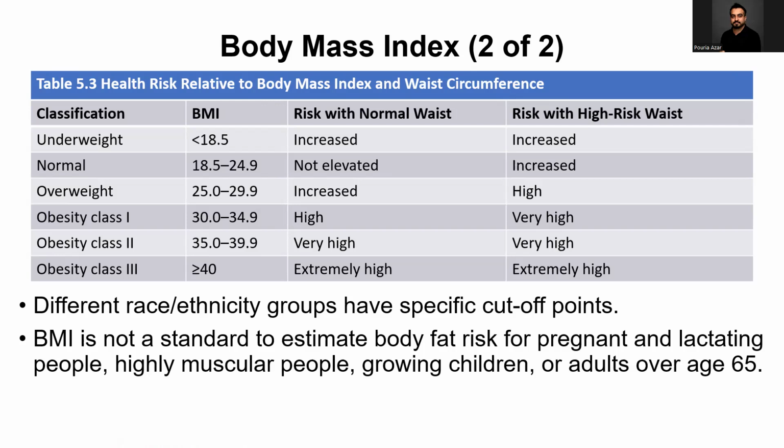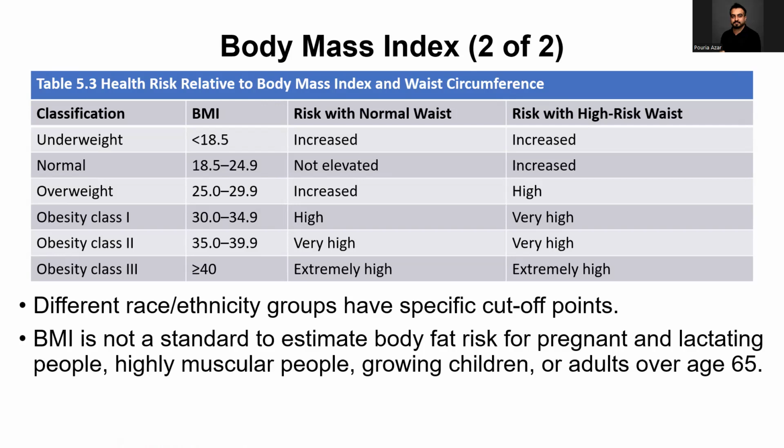BMI can be categorized into different groups based on the value of BMI. The classifications are underweight, normal, overweight, obesity class 1, obesity class 2, and obesity class 3. Remember, different race and ethnicity groups have specific cutoff points. So the BMI we see here, the way we categorize it, is different for Asians.